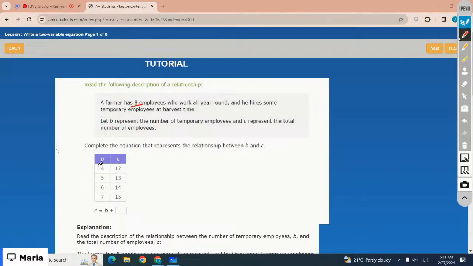Just look at these input values. 4 plus 8 is 12, 5 plus 8 is 13. That means the missing number must be 8, right? So you read the description here, then you check the table, and that means the correct equation is C equals B plus 8, right?